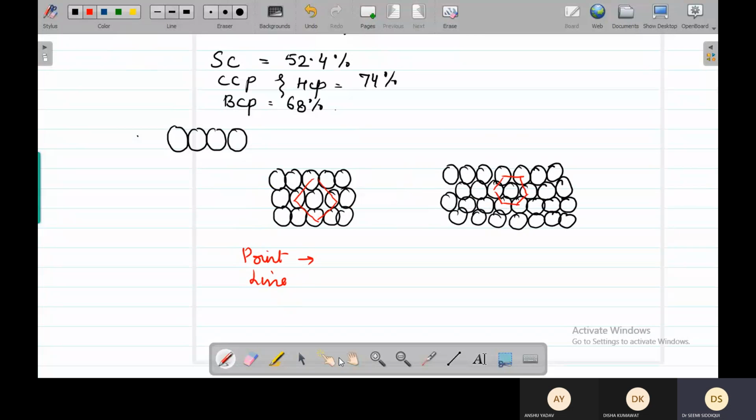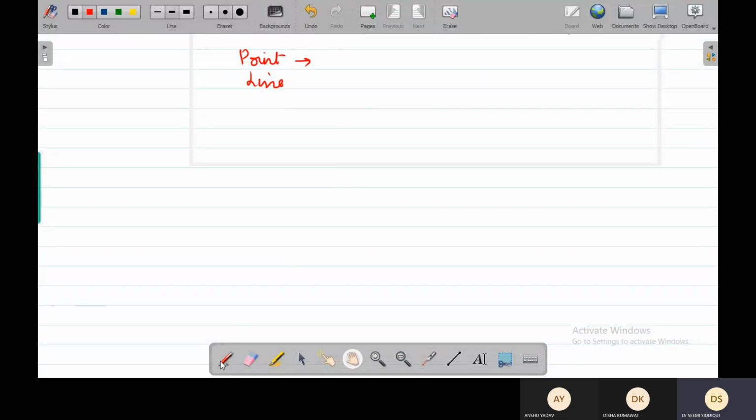When we talk about the point defect, there are irregularities or deviation from ideal arrangement around a point or an atom in a crystalline substance. Whereas when we are talking about the line defect, there are irregularities or deviations from ideal arrangement in entire rows of lattice points. These irregularities are called crystal defects.